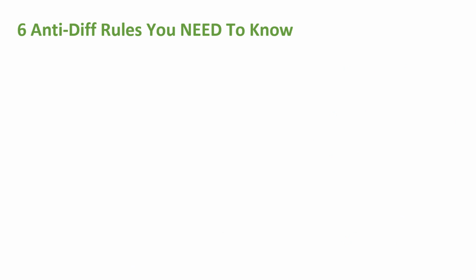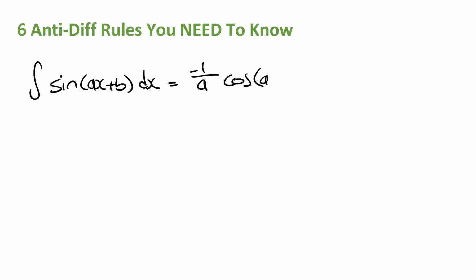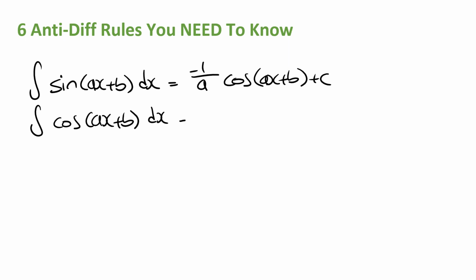The fifth rule is when you're integrating a sine or a cosine function. And so if we have the integral of sine ax plus b dx, then this is going to be 1 on a, the negative, and then cos of ax plus b, and then plus c. And if we're integrating the cos of a linear function ax plus b dx, then this is going to be 1 on a times sine of ax plus b plus c, where a is the coefficient of the x term.